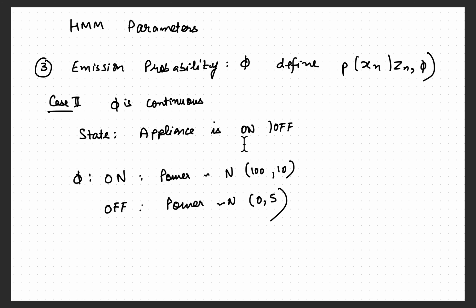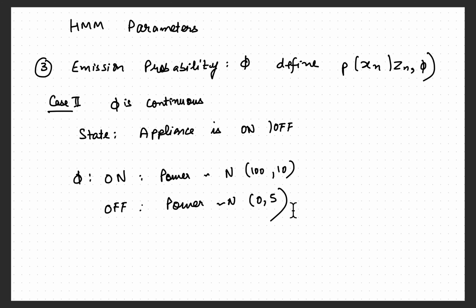And when it is on, let's assume a very simple appliance model, it will consume roughly the same amount of power. So we could pretty much model that phi for the state on is given by power to be normally distributed with mean 100 and variance 10. And being off, power would be normally distributed with mean 0 and variance 5. Of course, there are other technical aspects to it which I'm not currently looking at. For example, you would want the power to be strictly non-negative. But we have thus far assumed that there is some observation noise.